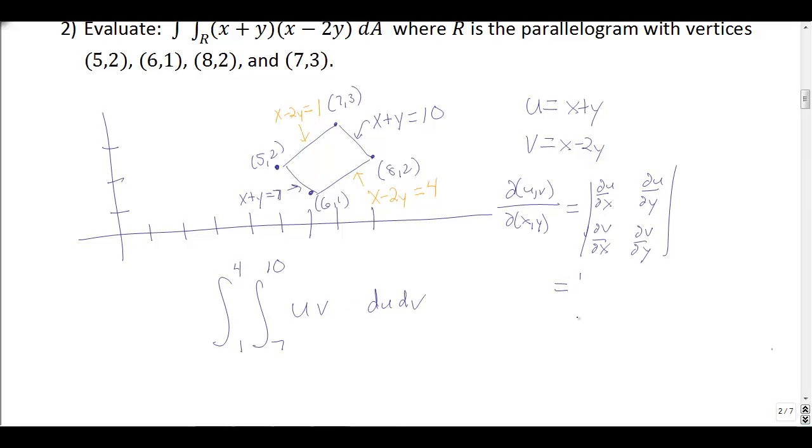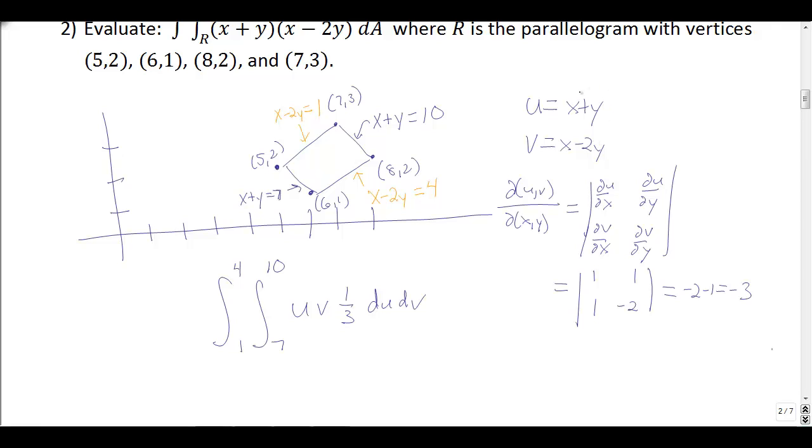So in our case, this determinant, let's see, u with respect to x is 1, u with respect to y is 1, v with respect to x is 1, v with respect to y is -2. So I'm going to get -2 minus 1. That gives me a -3. So the scaling factor we put in is always an absolute value of this, except this is not what we want. We want the reciprocal of this, because we did u, v, x, y. So what I'm going to end up putting in here is a 1/3, really, as our Jacobian.